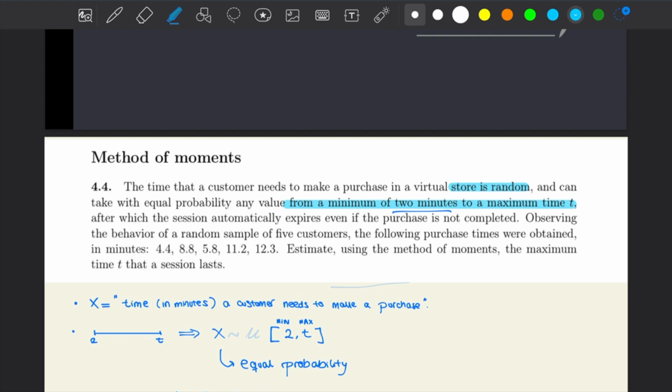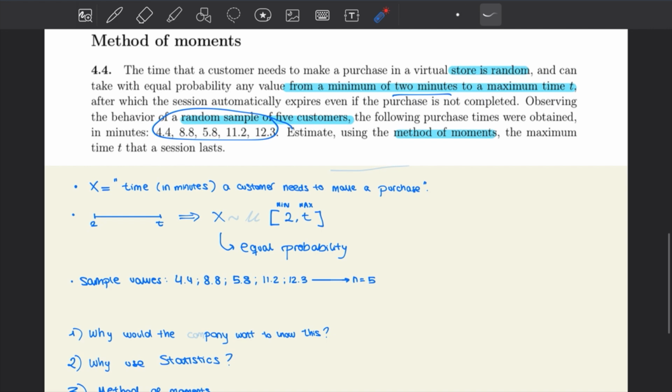Observing the behavior of a random sample of 5 customers, the following purchase times were obtained in minutes. Estimate using the method of moments the maximum time t that a session lasts.